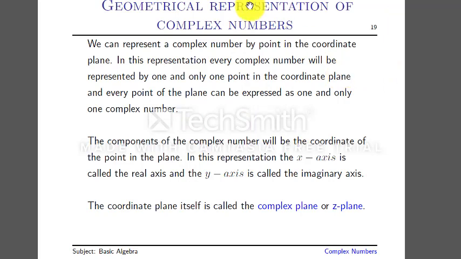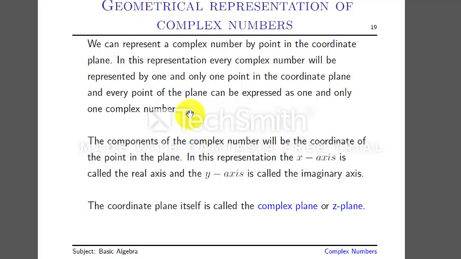Geometrical representation of complex numbers. We can represent a complex number by a point in the coordinate plane. In this representation, every complex number is represented by one and only one point in the coordinate plane, and every point of the plane can be expressed as one and only one complex number. It means every point in a plane is a complex number, or any complex number can be represented in a plane, and the plane is also called a complex plane.